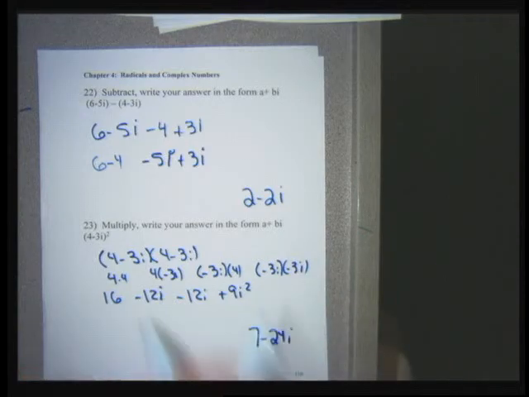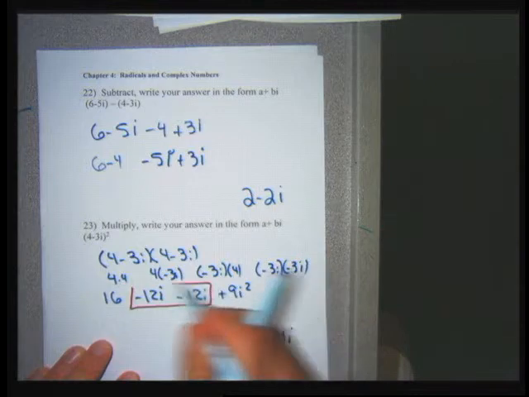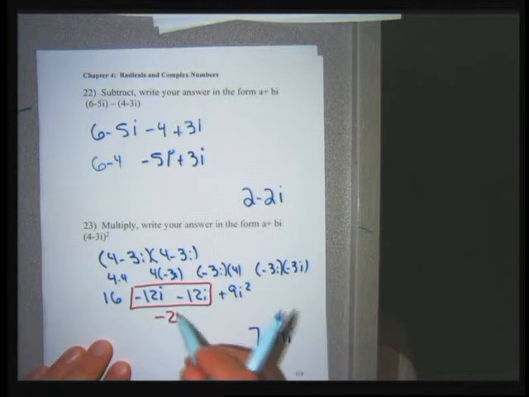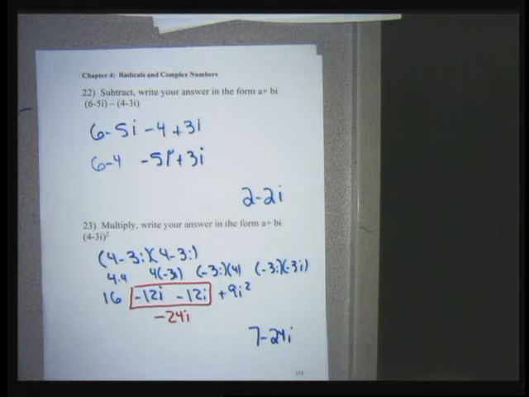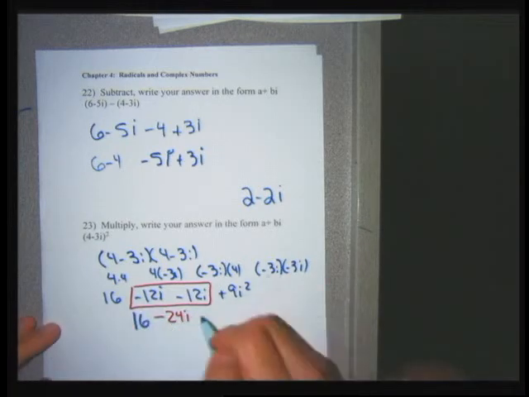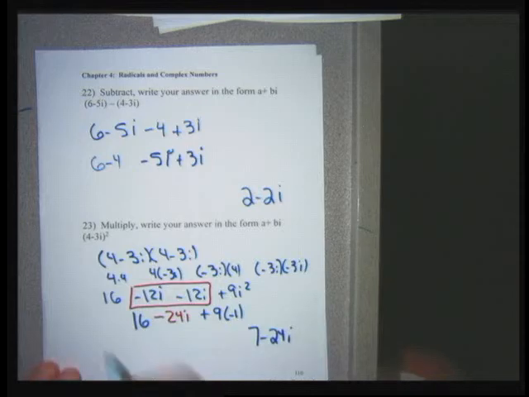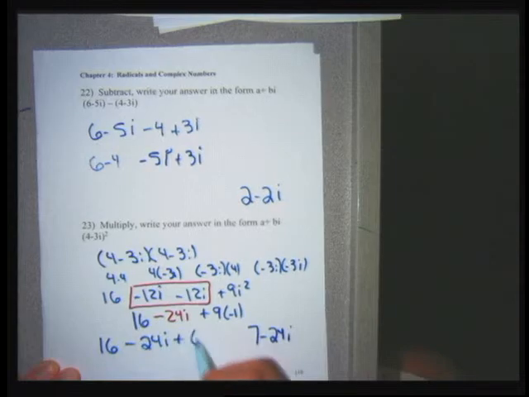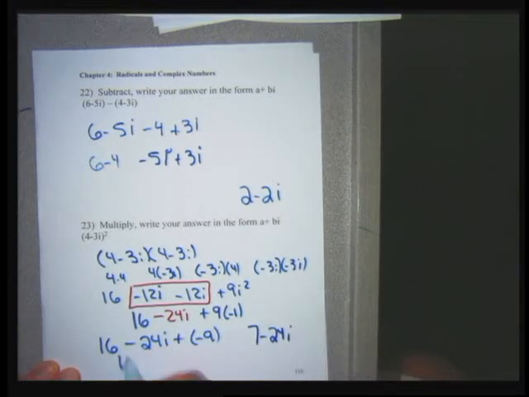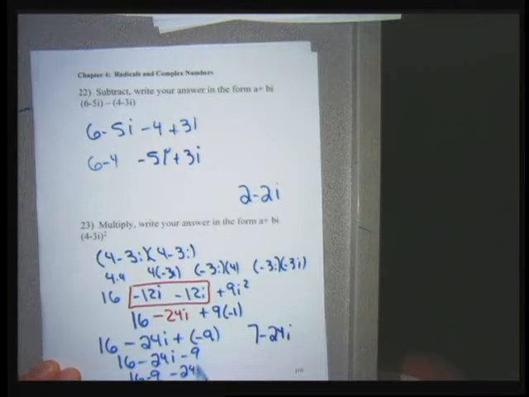The outers and the inners don't cancel because they have the same signs. I add the 12s and keep them negative. The outers and the inners give me the minus 24i part of the answer. The firsts, 16, and the lasts, plus 9i squared, are going to give me the 7. The 9i squared can be written as 9 times negative 1, so I can think of this as 16 minus 24i plus a negative 9, or I can think of it as 16 minus 24i minus 9, and the 16 minus 9 part is going to give me the 7 that my calculator gave me.